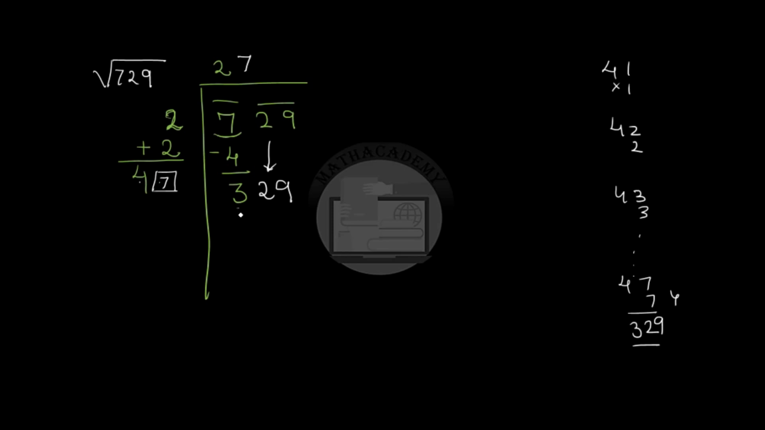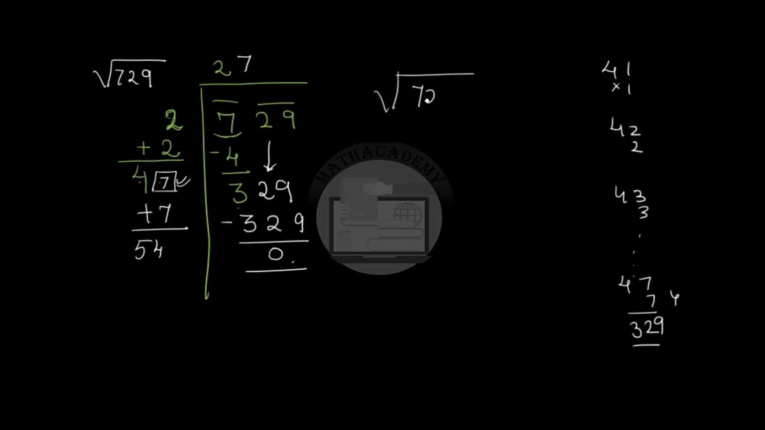47 7s are 329, which when subtracted gives us a remainder 0, and whatever we fill in here has to be added again. So we get a 54 here. We have got a remainder 0 and hence the square root of 729 is equal to 27. I hope this much is clear to everyone. How do we find the square root of any given number by the division method? The first important thing is to put the bars or form the pairs starting from the ones digit and moving left, and then follow this division process.